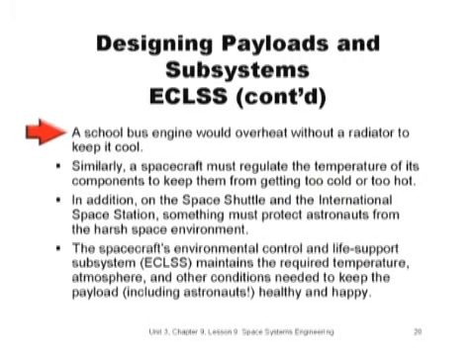A school bus engine would overheat without a radiator to keep it cool. Similarly, a spacecraft must regulate the temperature of its components to keep them from getting too cold or too hot. People need an atmosphere in which they can breathe at a comfortable temperature. They also need humidity and pressure, along with food and water to stay alive. In addition, on the Space Shuttle and the International Space Station, something must protect astronauts from the harsh space environment. The spacecraft's ECLSS maintains the required temperature, atmosphere, and other conditions needed to keep the payload and astronauts safe and secure.